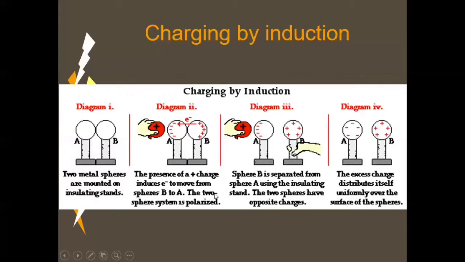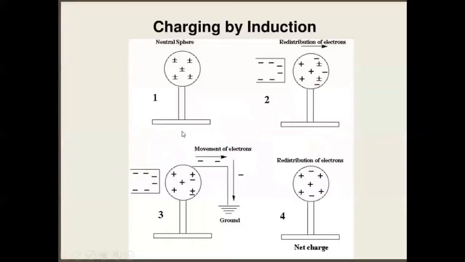So if we want to separate the charges, we need to create a space between them first, and then we need to remove this object that we brought near. This is known as charging by induction, because we have induced the charges. There is no friction because nothing is being moved. Rather, charges are being separated and induced.